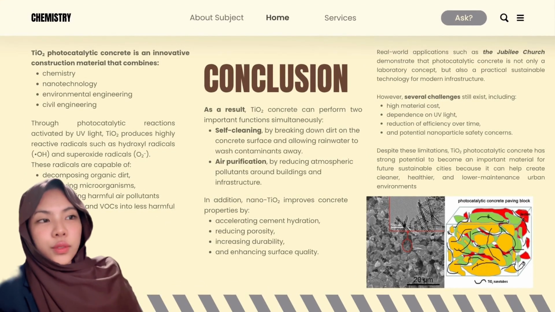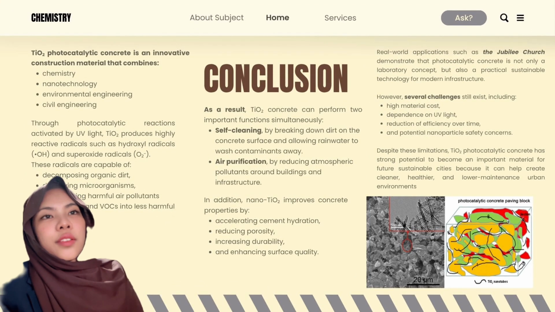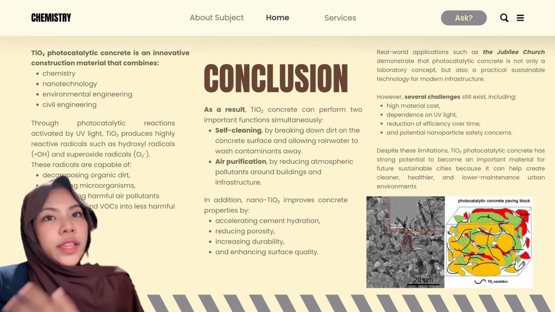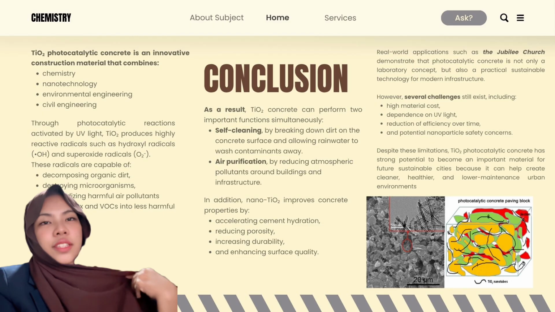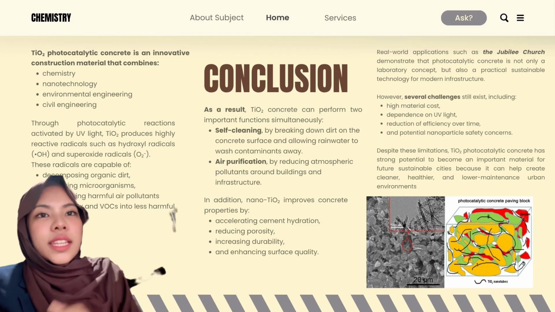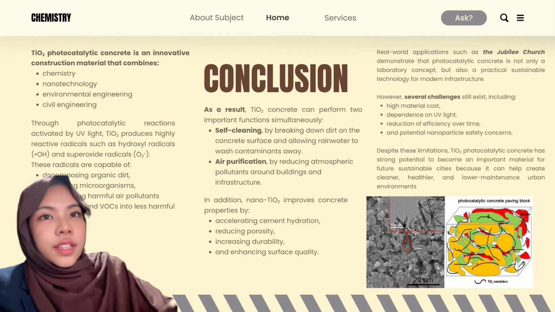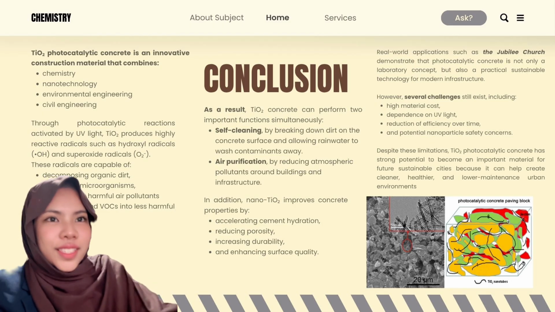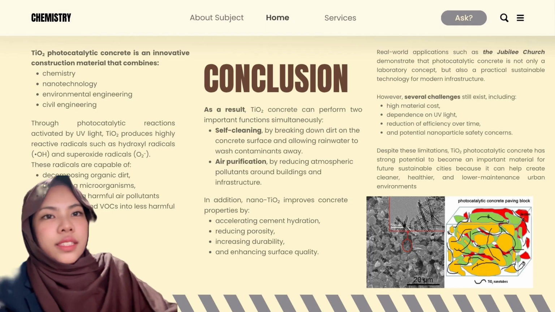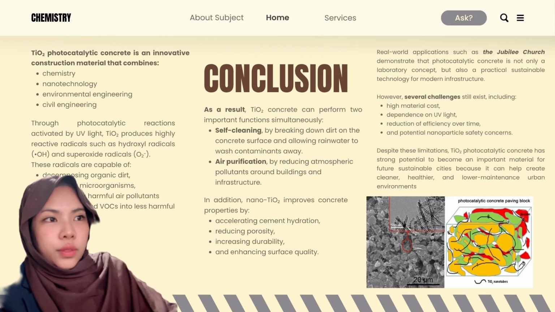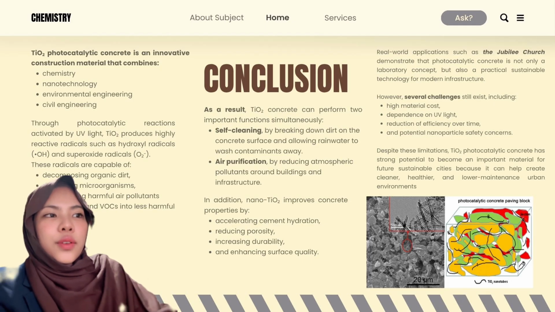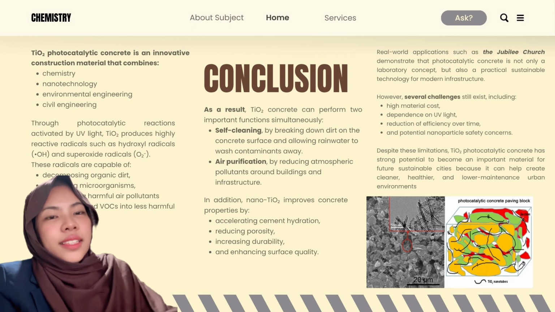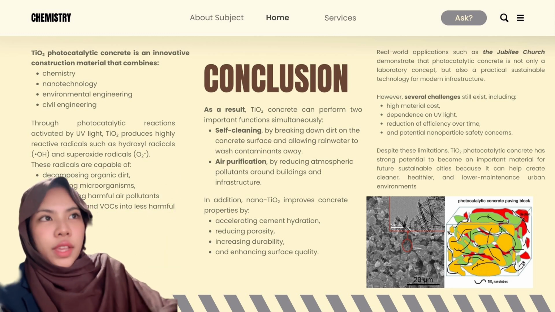So we continue to the conclusion. TiO2 is an innovative construction material that combines chemistry, nanotechnology, environmental engineering, and civil engineering. Through this photocatalytic reaction activated by UV light, these radicals are capable of decomposing organic dirt, destroying microorganisms, and oxidizing harmful air pollutants such as NOx and VOCs into less harmful compounds. As a result, TiO2 concrete can perform two important functions simultaneously, and this is self-cleaning and also air purification.